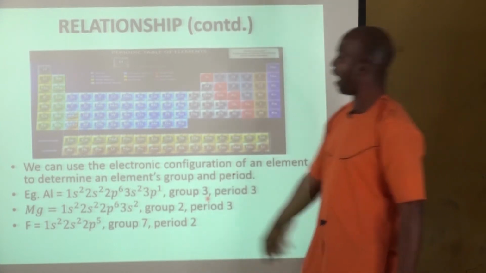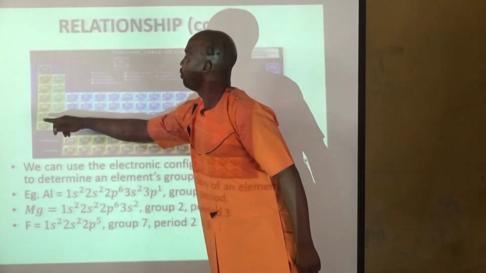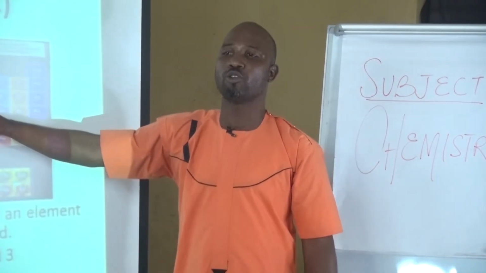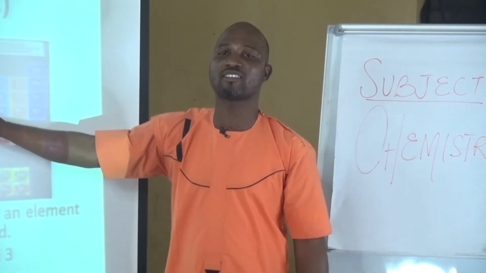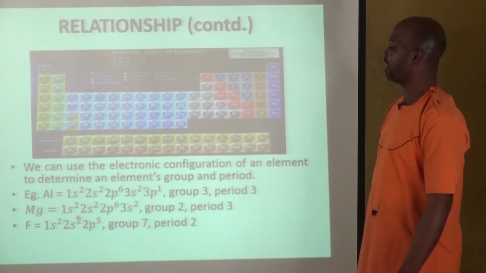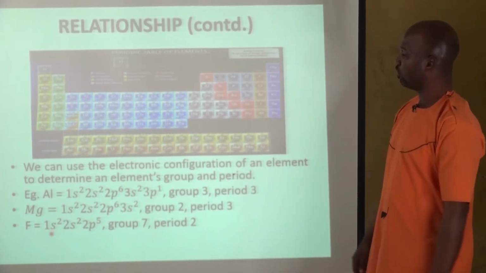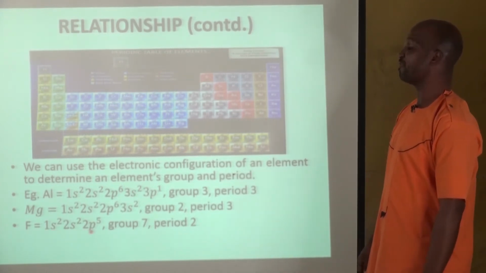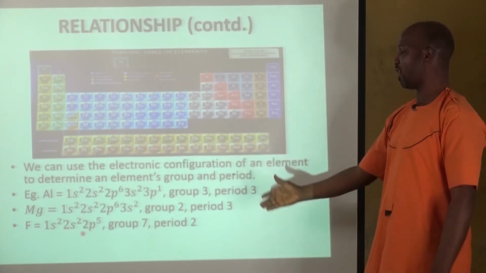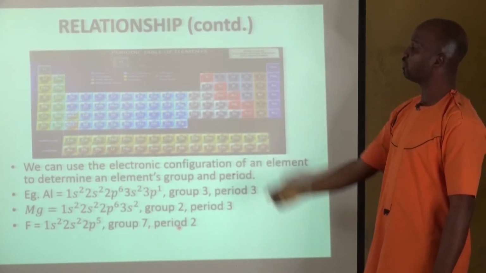Let's look at it from here. Period 1, period 2, period 3. Group 1, group 2, group 3. Behold, you have your aluminium. So you can use that same standard for other examples below. Let's quickly look at fluorine there. Fluorine is 1s2, 2s2, and 2p5. The outermost shell, of course, is 2, which is 2s and 2p. So it means that fluorine is in period 2.